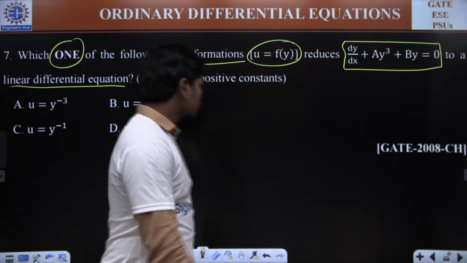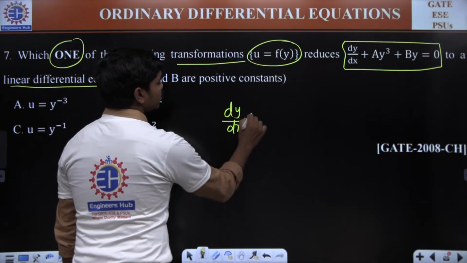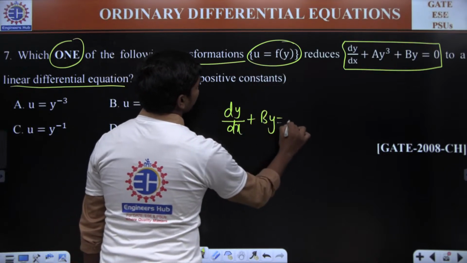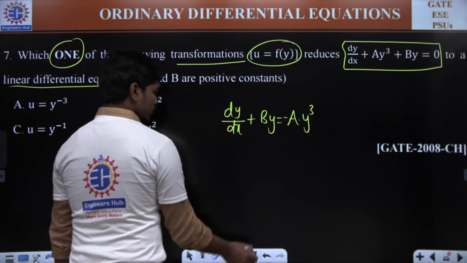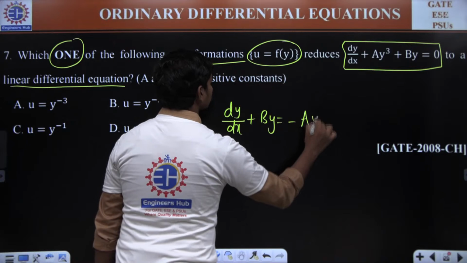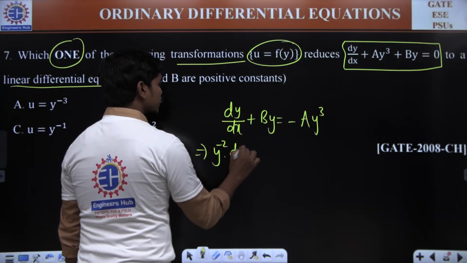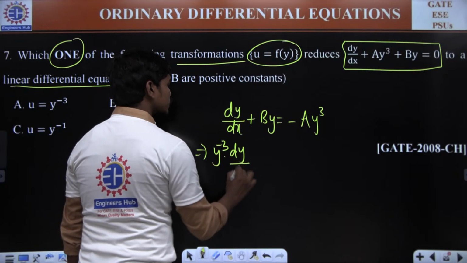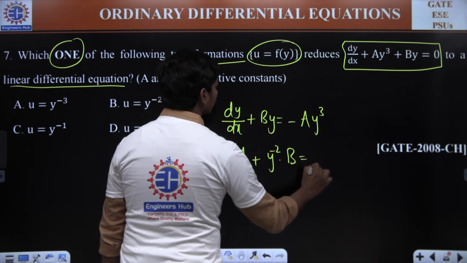Okay. So let us do that. Dy by dx plus by is equal to a into y cube, minus sign of course, minus ay cube. So if you divide with this, you will be getting y power minus 3 into dy by dx plus y power minus 2 times of b is equal to minus a.